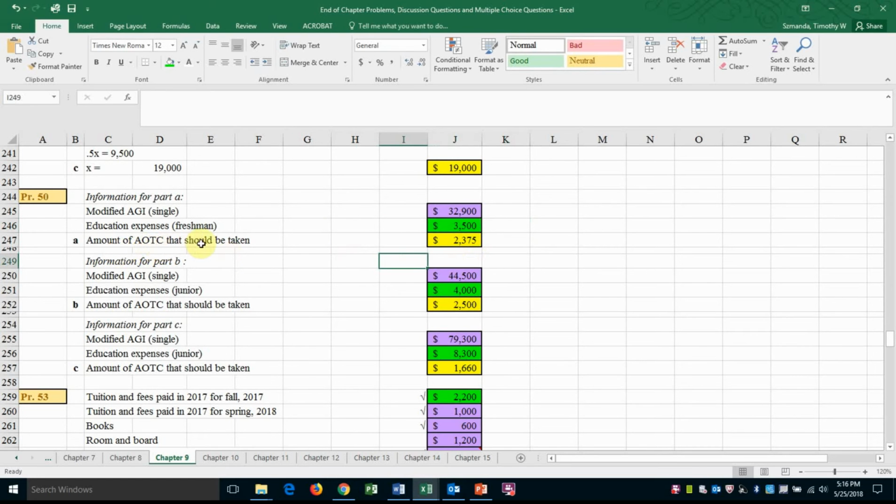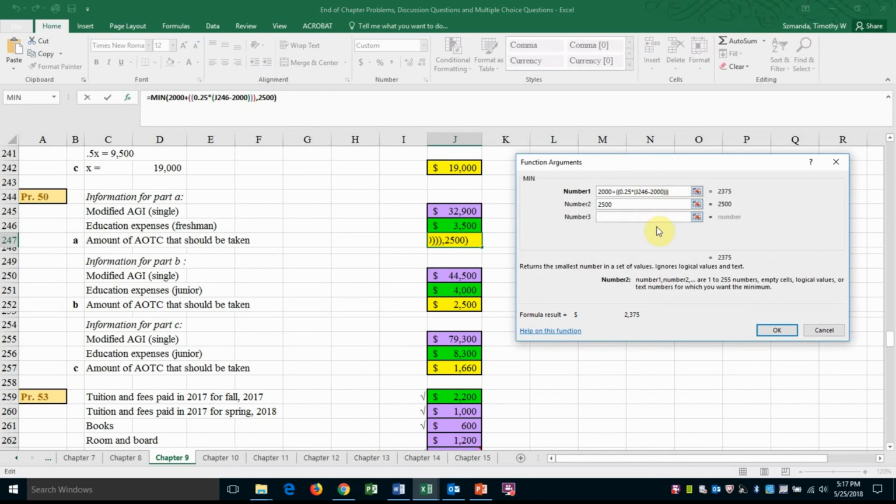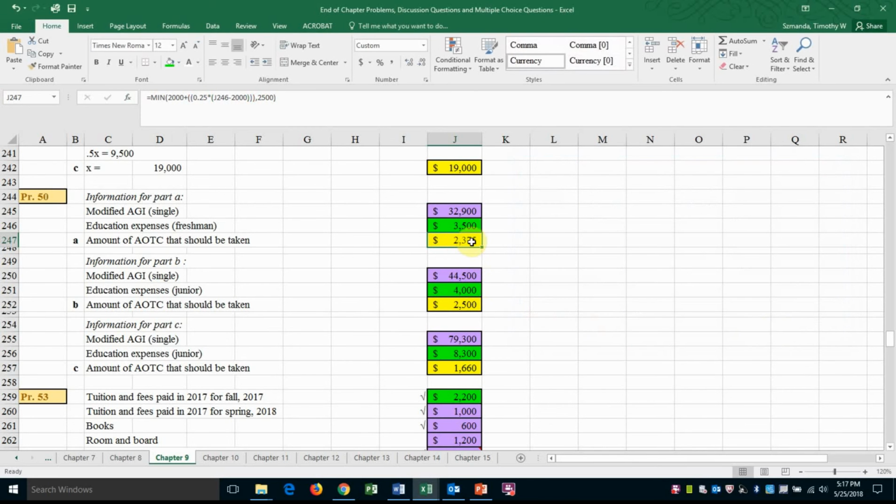So the amount of the American Opportunity Tax Credit, which we talked about in the PowerPoint video, is calculated as the minimum of either the maximum of $2,500 or, and then we just calculate the $2,000 plus 25% of the difference between the education expenses and the $2,000 threshold. And it turns out that $2,350 is the amount. That's less than $2,500. Therefore, this is the amount of the American Opportunity Tax Credit that can be taken by this single taxpayer.